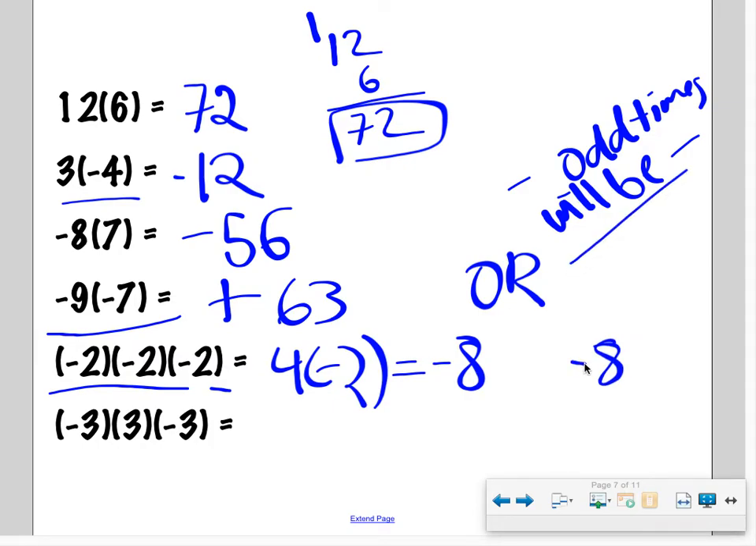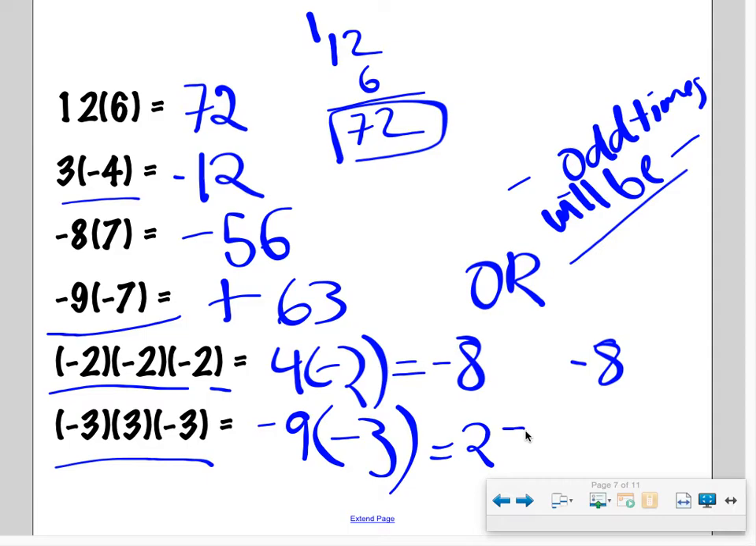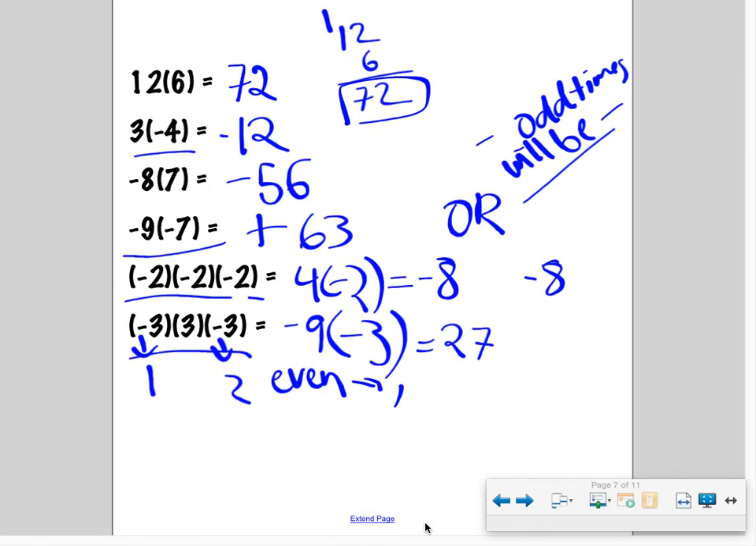All right, this one here, -3 times 3 times -3. Again, 2 ways. -3 times 3 is a negative times a positive, so that'll be -9. We multiply that by a -3 to get positive 27. Or we can see that there's 1, 2 negatives, which is an even amount, and we know that if we multiply an even amount of negatives, it'll be positive. Thus, we can just do 3 times 3 times 3 is 27, and we know that is positive.